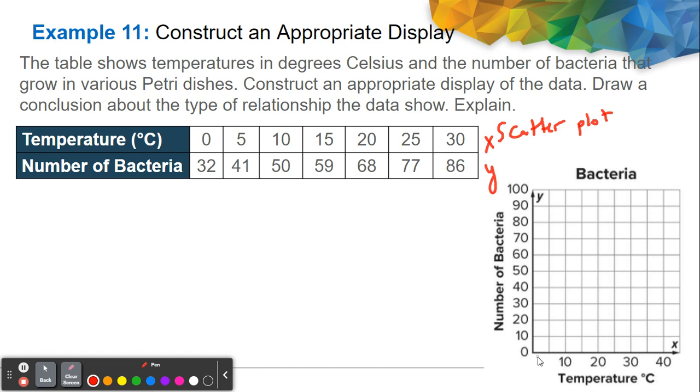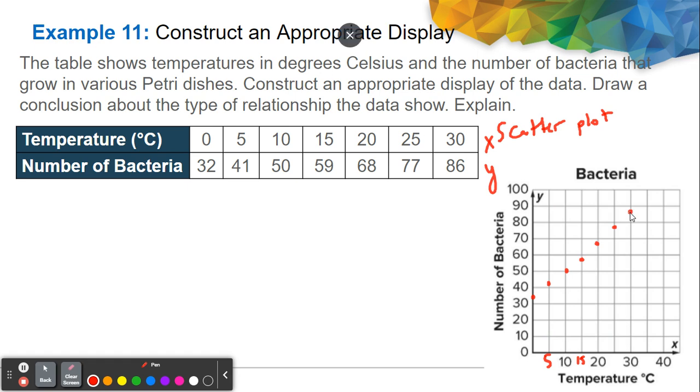At 0, we have 32 bacteria. We have 5 and 41. Let's say 41 is here. This is 5. We have 10 and 50, here. 15, this is 15, and then 59 is somewhere here. 20 and 68. 25 and 77 is somewhere here. And then 30 and 86.